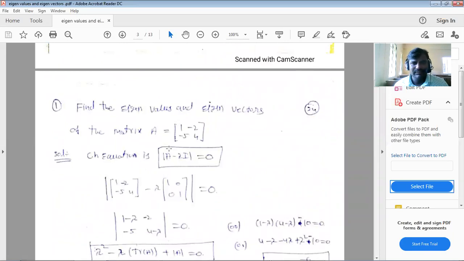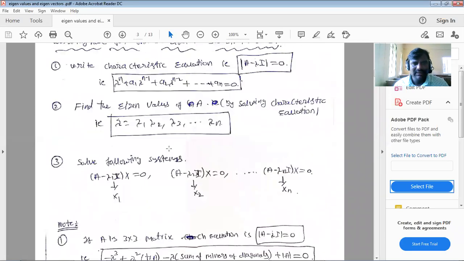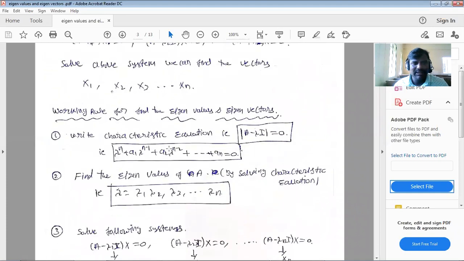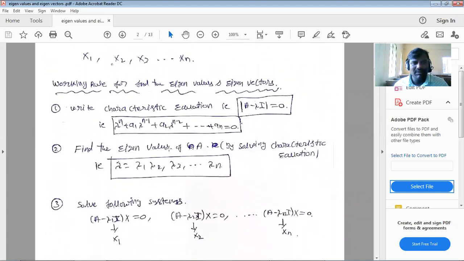Okay? Yes, for just 2 minutes, just 1 minute, I'll read down this topic, then I'll come back to the problems, please. Just 1 minute, scan this.